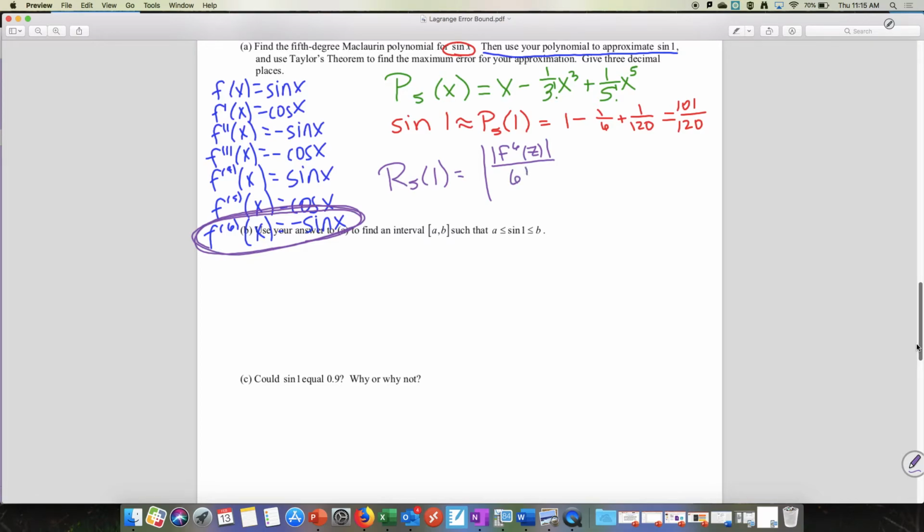Okay, hold on. So the max of the sixth derivative of z over 6 factorial times x minus 0 to the 6th. x is where we're approximating. 0 is where we are centered. Just focus, please. Our max derivative, Caleb, is negative sine of x. What is the biggest y value we could have?